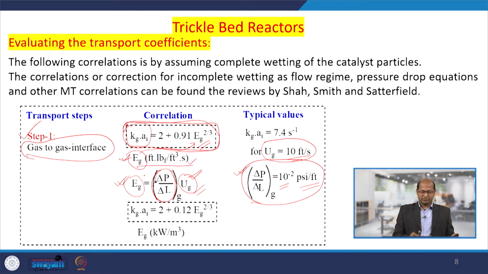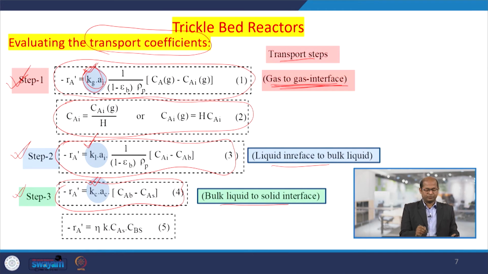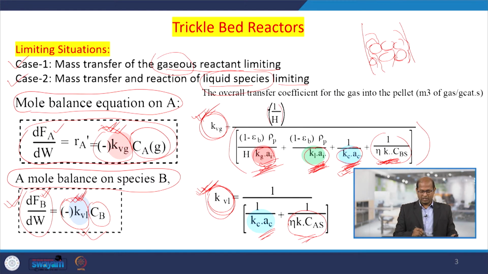This EG, if it is given in these units, then it is fine. If it is not given, or if it is given in other units, then we have to convert that into feet pound force per feet cube per second, that way you have to convert, and then that EG value we have to substitute here, then KGAI we can find out. So, KGAI, that is for this. Okay. So, similarly here KGAI for these components. Okay. So, here KGI we can substitute here also to get the overall transfer coefficient. Okay. One component we can find out by using those correlations.